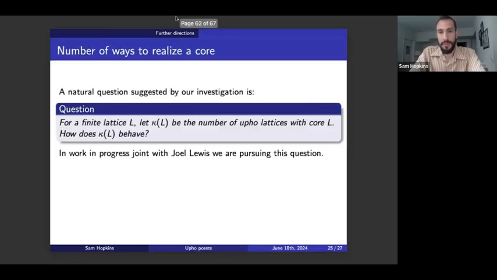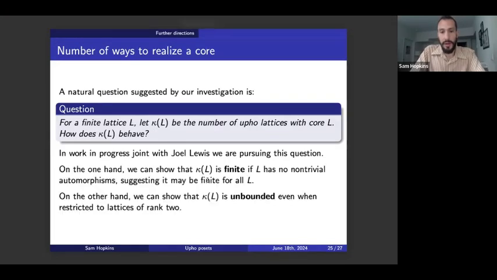Okay. So let me just mention very briefly some future directions. So far what I've talked about is just whether a finite graded lattice can be realized as a core. And a natural question is, well, let's fix a lattice which can be realized as a core. In how many different ways can it be realized as a core? And that's something that we're looking at in joint work in progress with Joel Lewis.